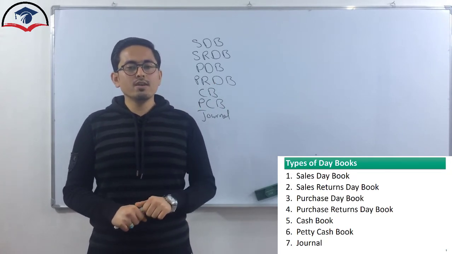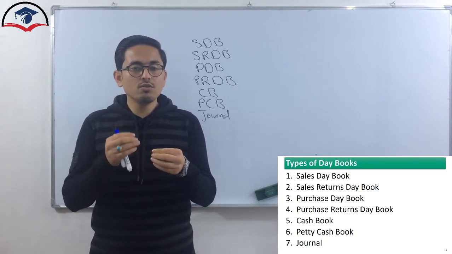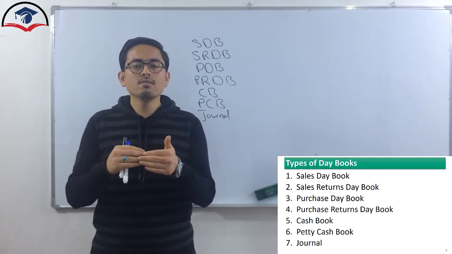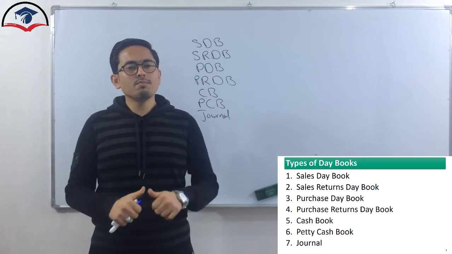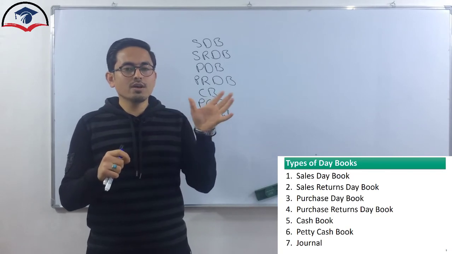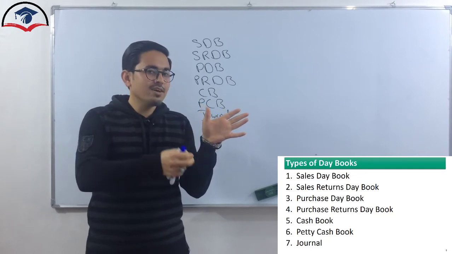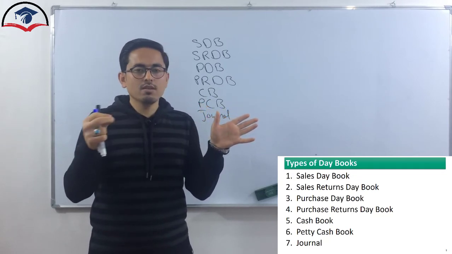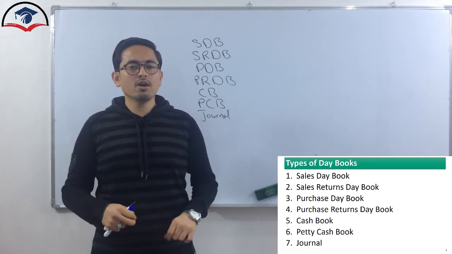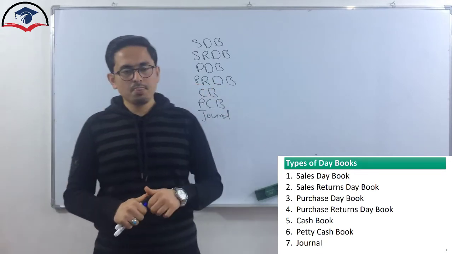The third book is the purchase day book, PDB. The purchase day book is for the purchases you make on credit, where you need to pay an amount to the supplier after a while. When you have credit purchases, all of them will come into this book, the purchase day book. And suppose at some point you return some of these purchases you made on credit, those returns will be recorded in the purchase returns day book, PRDB.